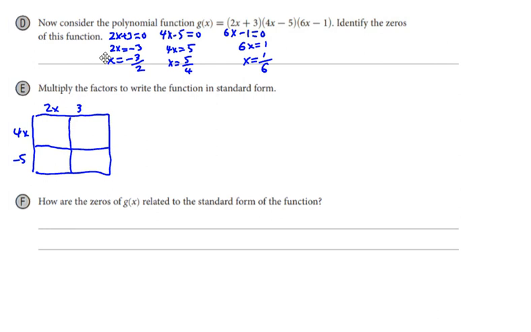Anyway, let's just go ahead and multiply these together. We get 2x times 4x is going to be 8x squared. 3 times 4x is 12x. Negative 5 times 2x is negative 10x. And then 3 times negative 5 is negative 15. And then combining like terms, we get 8x squared, and then negative 10x plus 12x is plus 2x, and then minus 15.